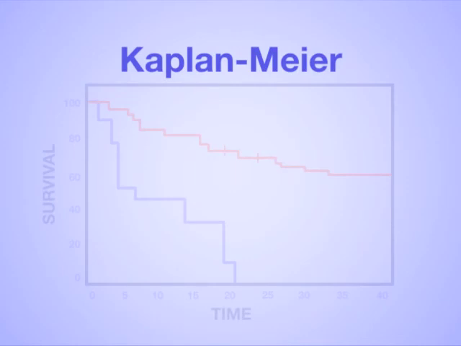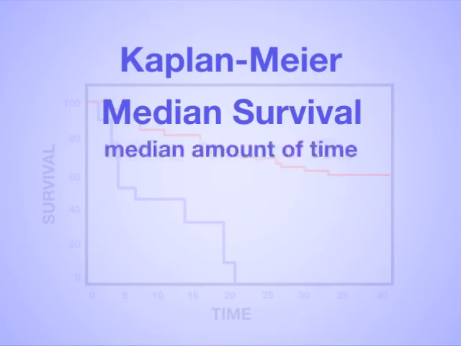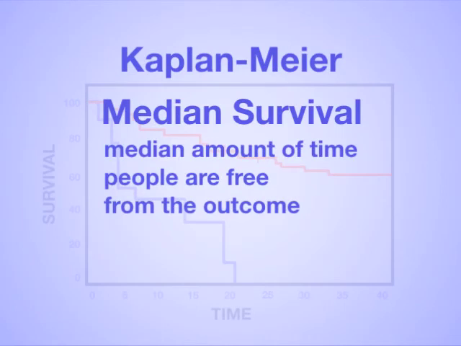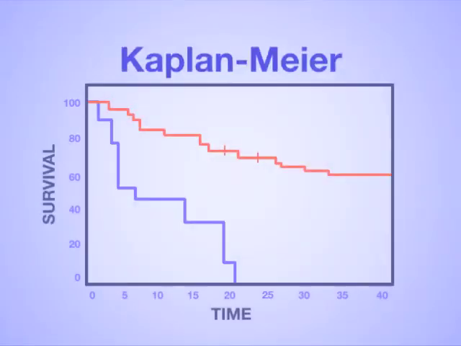Second, we can determine median survival, which is the median amount of time people are free from the outcome. It's determined by drawing a line from the 50% mark on the y-axis across to where the line crosses the data plot. Dropping a line down from there to the x-axis gives us the median survival. If the line from the 50% mark doesn't hit the data plot at all, then we can only say that the median survival was longer than the study duration.